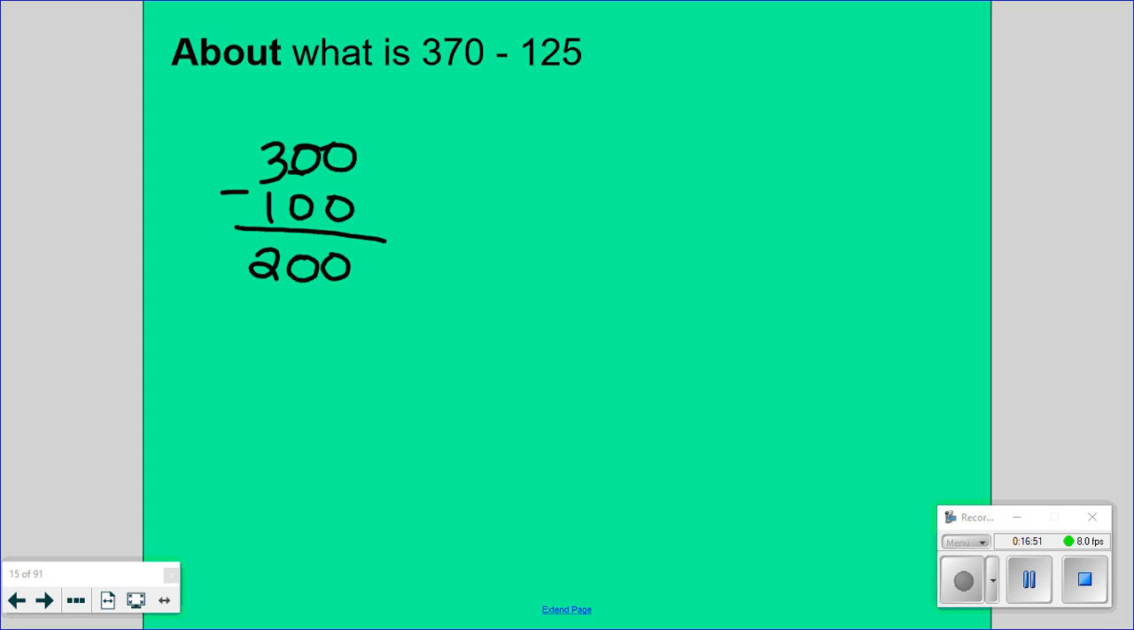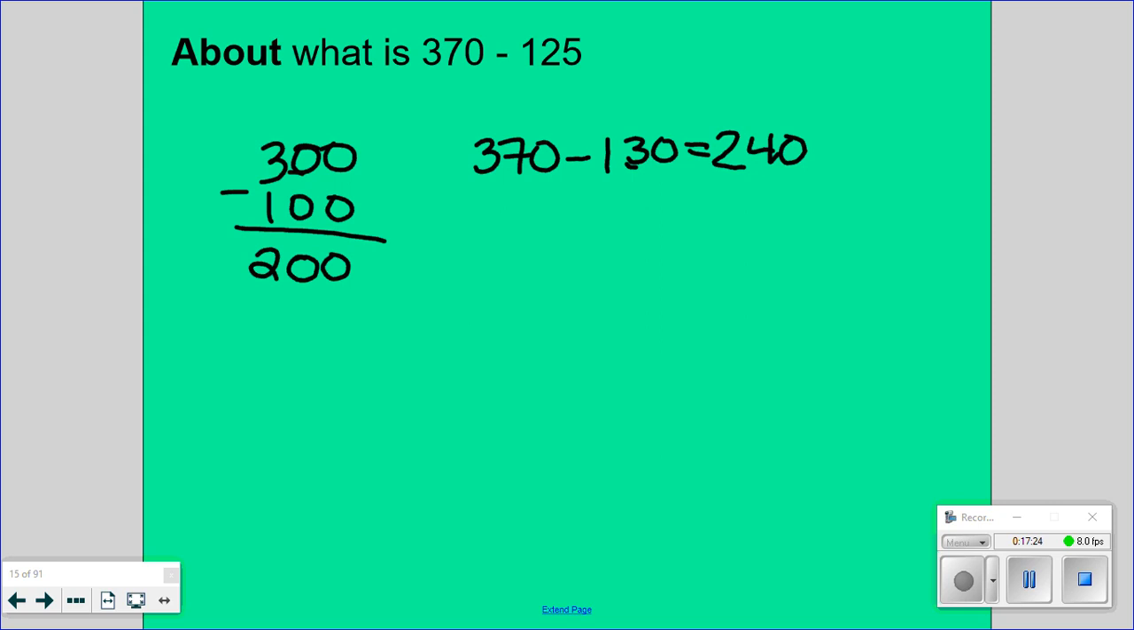Do you have a strategy? Addison? My strategy was hundreds, but I took away 130 instead of 120. Okay, so you did 370. Did you leave that one alone? Yes, because it was a benchmark number already. It was friendly. And I got 240. And you subtract 130 because you said that 125 was close to 130. And you got what number? I got 240. Awesome.